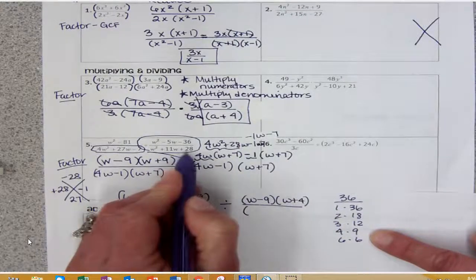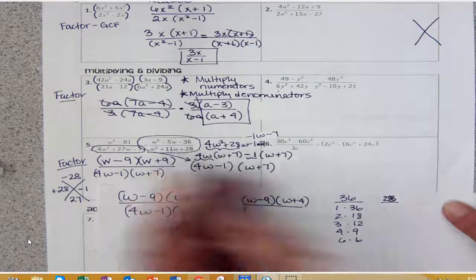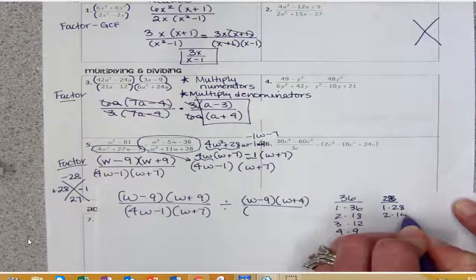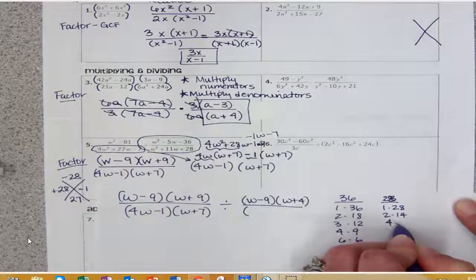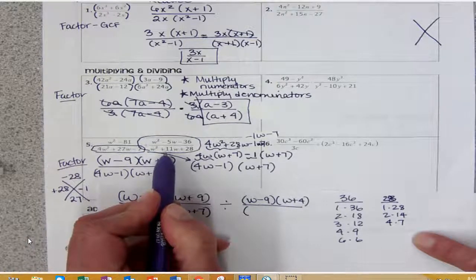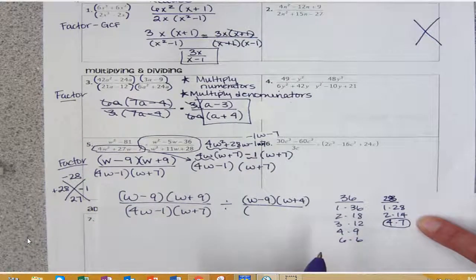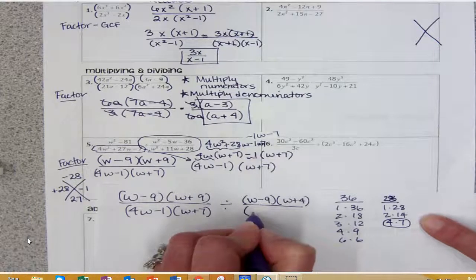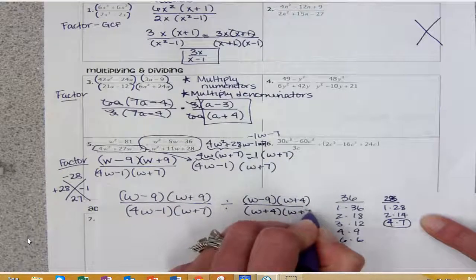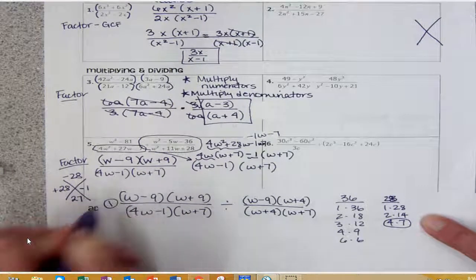When I factor this, I'm going to see what multiplies to give me 28 and adds to give me 11. I think about my factors of 28: 1 and 28, 2 and 14, and 4 and 7. These are positive, so both of my numbers have to be positive. When I add 4 and 7 together, they give me 11. So (w + 4)(w + 7). Now I've factored. That's step 1, factoring.